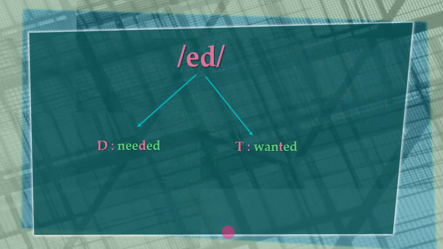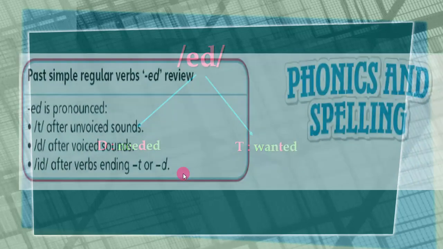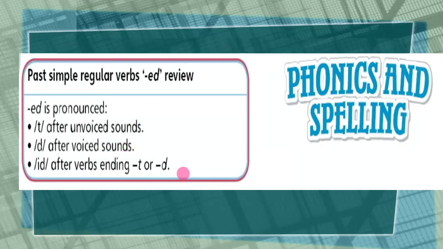And then you have the final sound, which is the ed sound. When do I pronounce the ed? Only with two letters, the D and the T. Whenever the verb ends with a D or a T, I pronounce the ed that comes at the end as ed, like needed, wanted. So if I have a D or a T, I will pronounce the ed as an ed sound. Those were the three sounds that we have in our lesson for today.